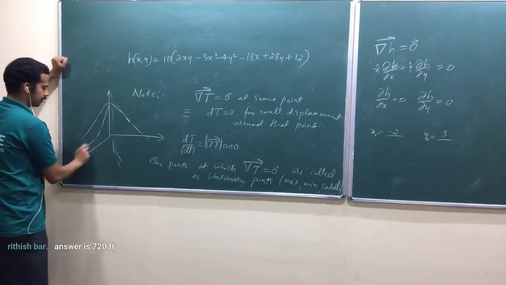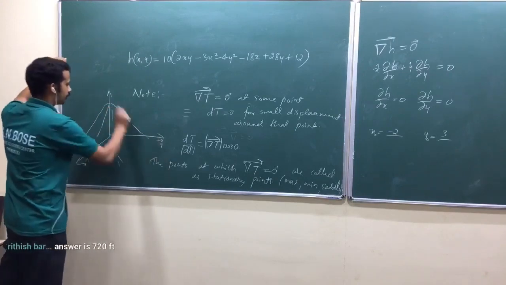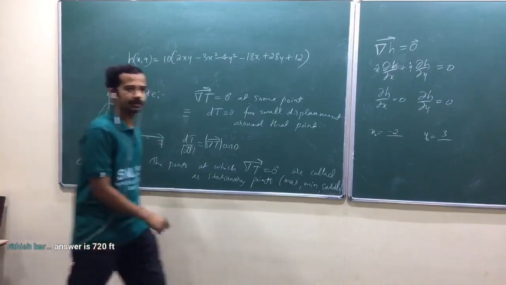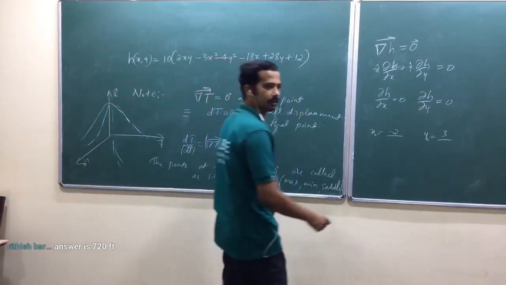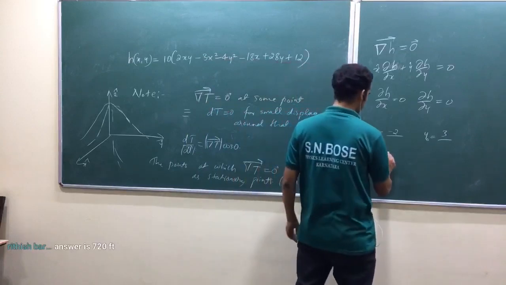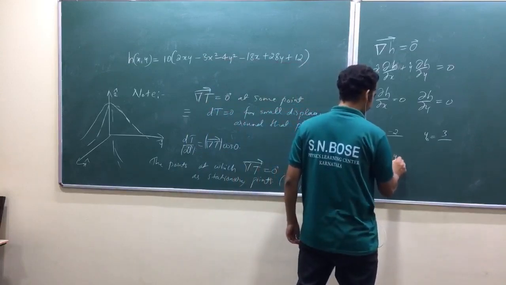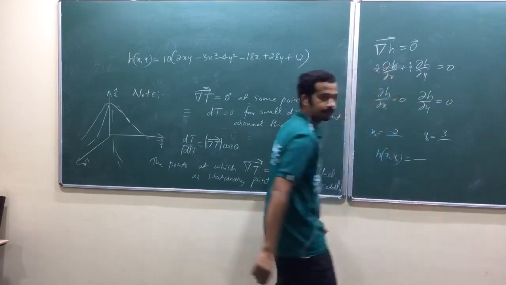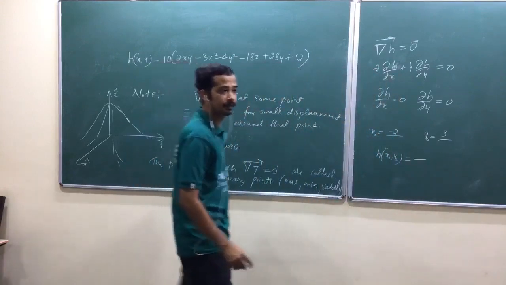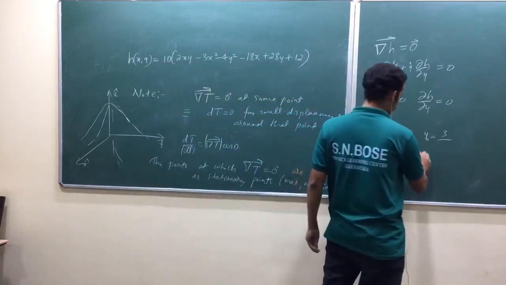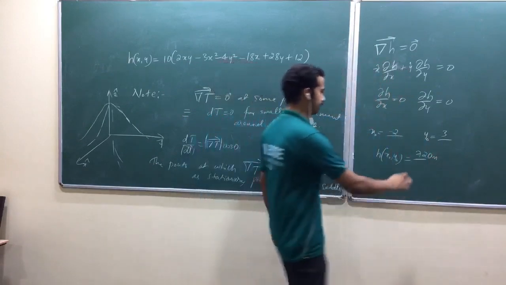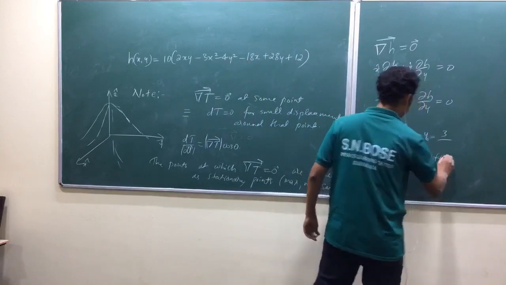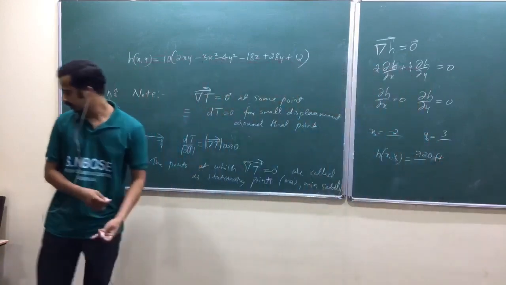So the hill is like this, x cap, y cap, z cap, isn't it? Now if you put x naught and y naught, you will get the height at that location, h of x naught and y naught. Yeah, speak up. 720 feet.